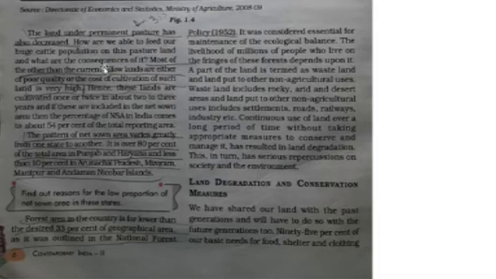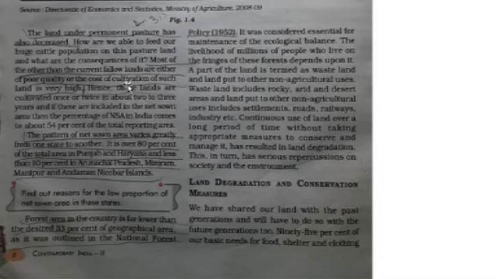So I told you what the fallow lands are. Fallow lands are basically of two types. The first is which is left after one season for 1 year, and another fallow land is which is left for 1 to 5 years after cultivation. So it is saying that most of the current fallow, meaning the land which is left for 1 year, lands are either of poor quality or the cost of cultivation of such land is very high.